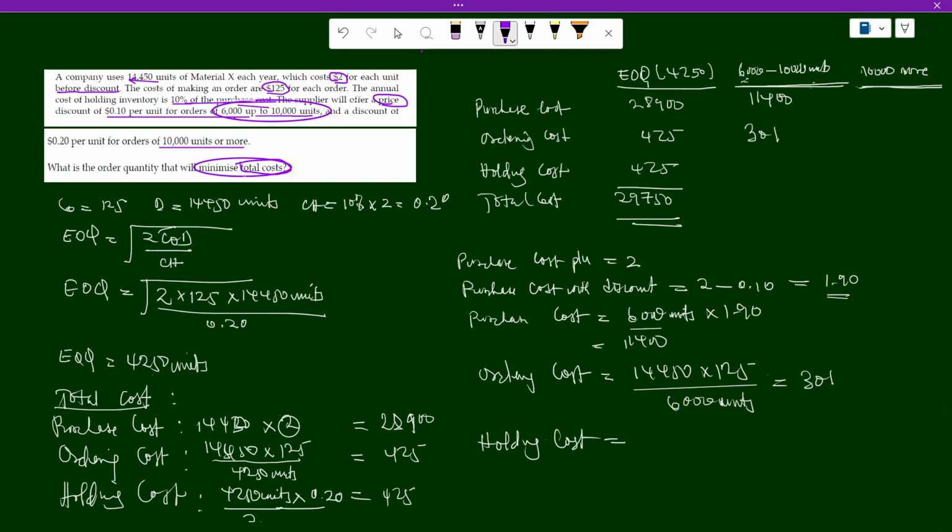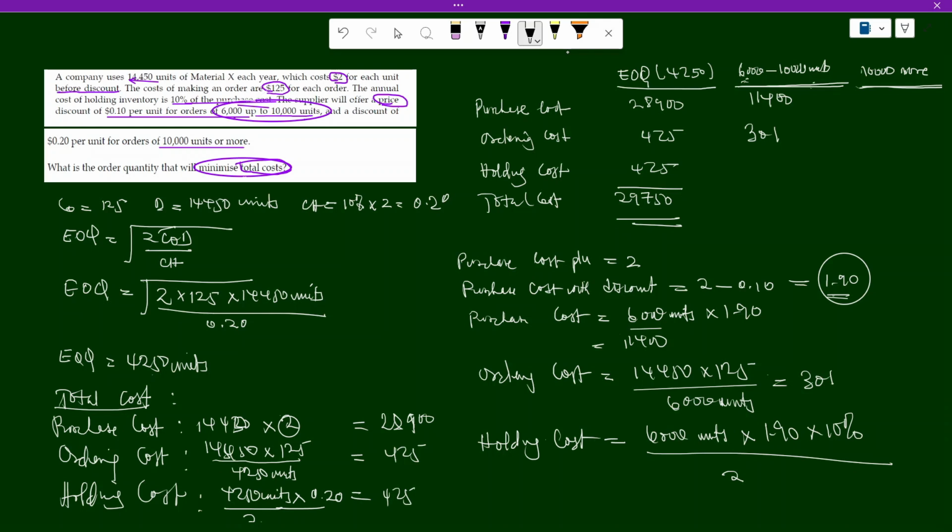Now, what is the purchase cost? The purchase cost given in the question is 0.190. Given the discount, we are going to get 1.90. So what will be the purchase cost then? We are going to get 6,000 units times the purchase cost, which is 1.90, times 10%, because the question says 10% of the purchase cost, all divided by 2.